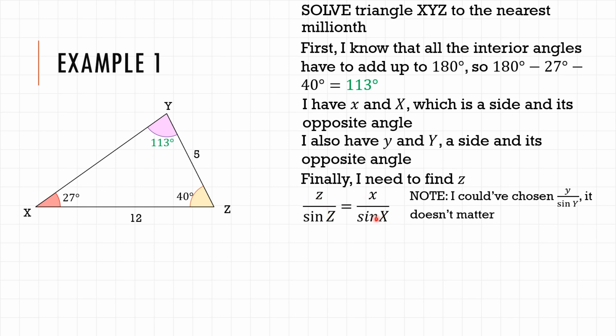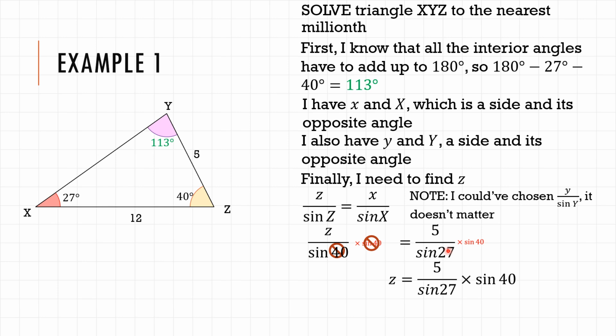So let's plug in my variables. I know that angle z is 40, x is 5, and angle x is 27 degrees. If I multiply both sides by sine 40, that will cancel out. And then 5 times sine 40 divided by sine 27 will give me the value of z, the side length. And that's 7.07. And if I want to round that to the nearest millionth, that's 6 decimal places. So I'll just round this up to a 7. There we go. That's how to use the sine law.